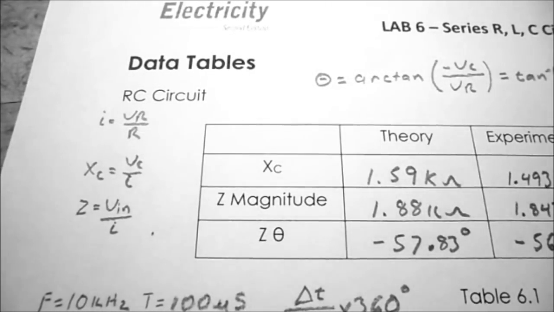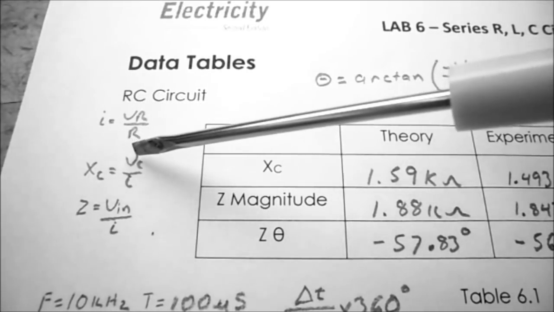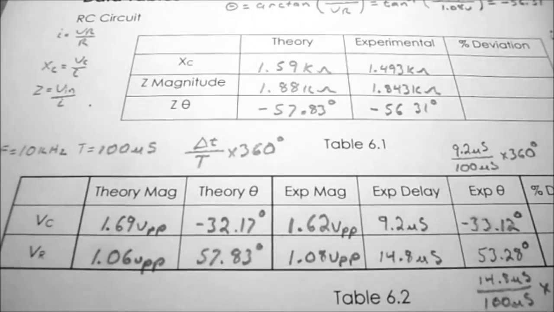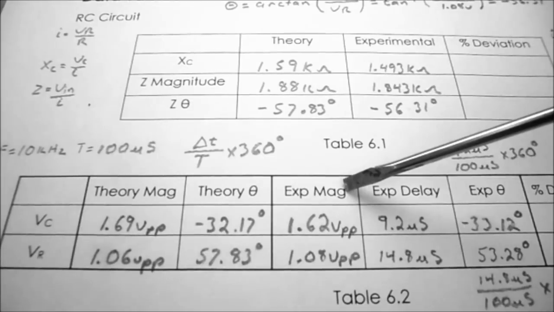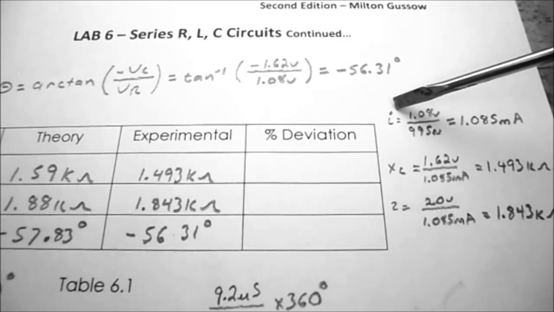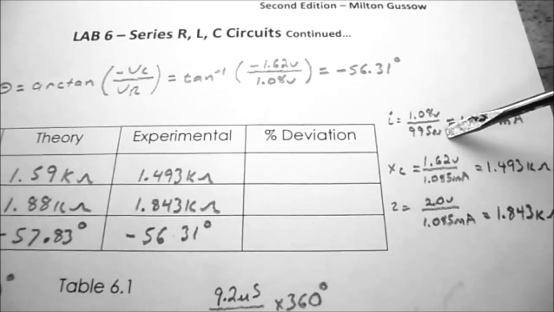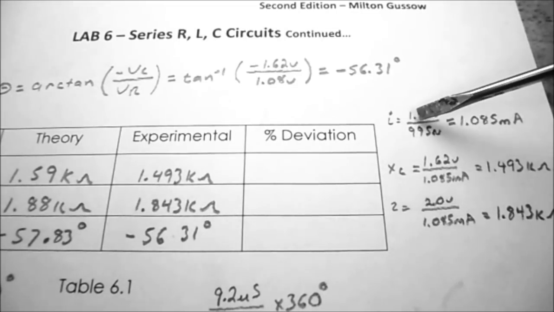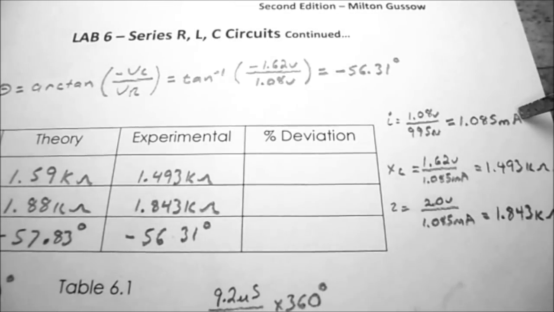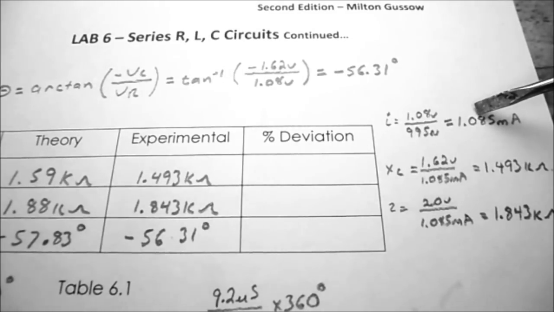So that sounded like a lot to do, but all we have to do is take I equal to VR divided by R, and then XC is equal to VC divided by I, and Z is equal to Vin divided by I. So all we're doing is taking the experimental magnitudes. So I ends up being equal to VR, which is 1.08 volts, divided by the resistance reading we took, the actual. Mine turned out to be 995 ohms. So I ends up being 1.085 milliamps. Now keep in mind, 1.08 volts is peak to peak, so the milliamps will also be peak to peak.